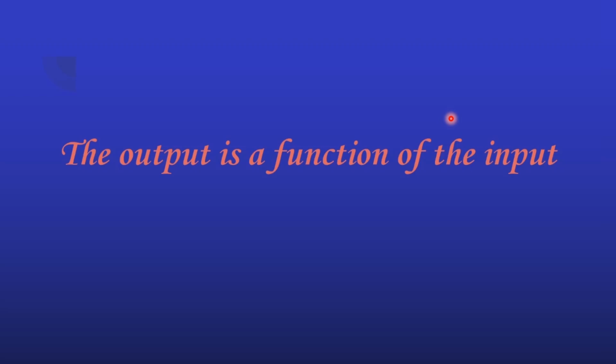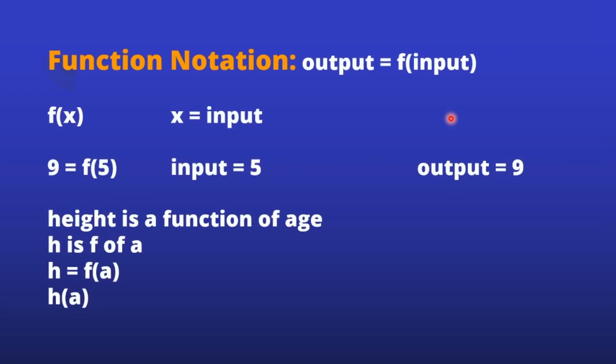The model of a function notation is output equals f of input. You see the letter f, the word function has condensed to just one letter. This equation right here is condensed because it was a sentence that was 9 is a function of 5, but now it's just numbers and letters. You use descriptive variables to represent an input and an output.